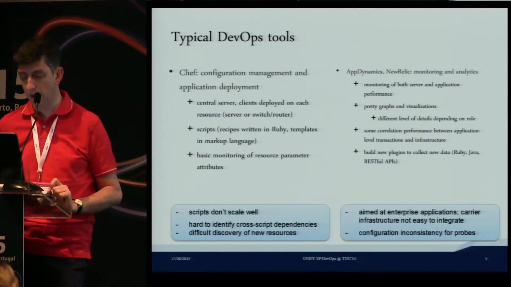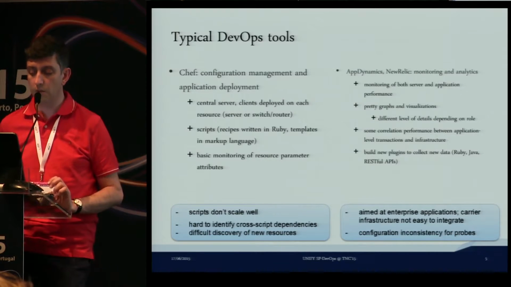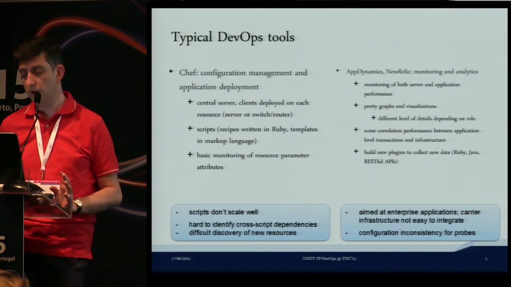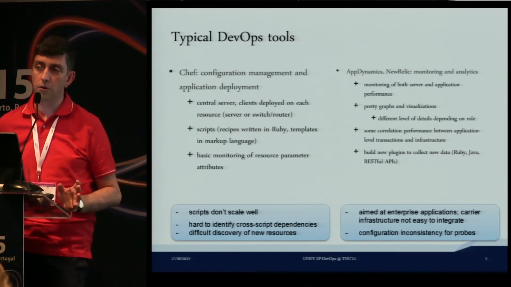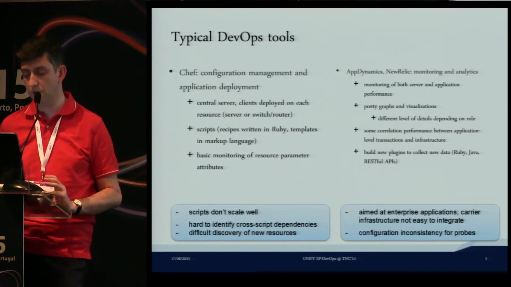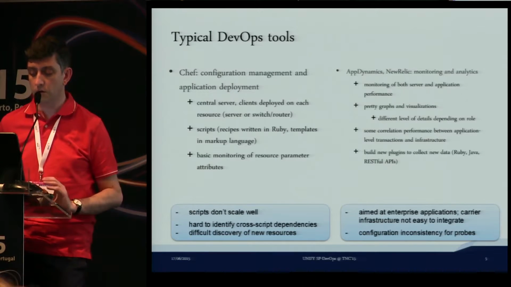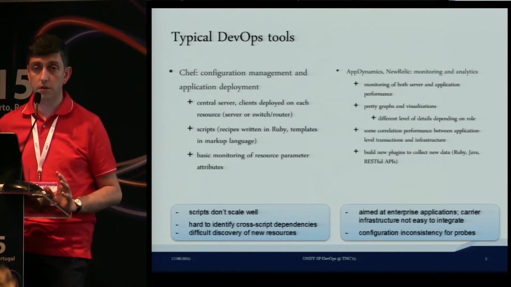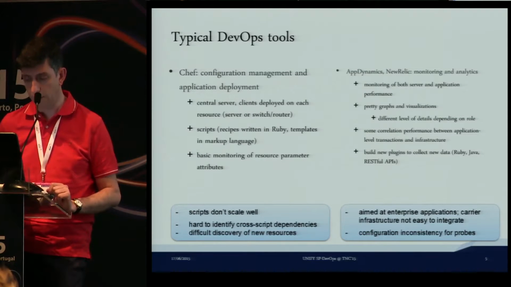Then, on the monitoring and analytics side, both AppDynamics and New Relic are aimed at enterprise applications. Carrier infrastructure is not that easy to integrate. It's different types of standards. Not all these standards are public, so some of the information is manufacturer specific, and that's not easy to access. And then it also is not connected, so these tools are difficult to connect to orchestration and controllers, which may lead to configuration inconsistency for the probes.